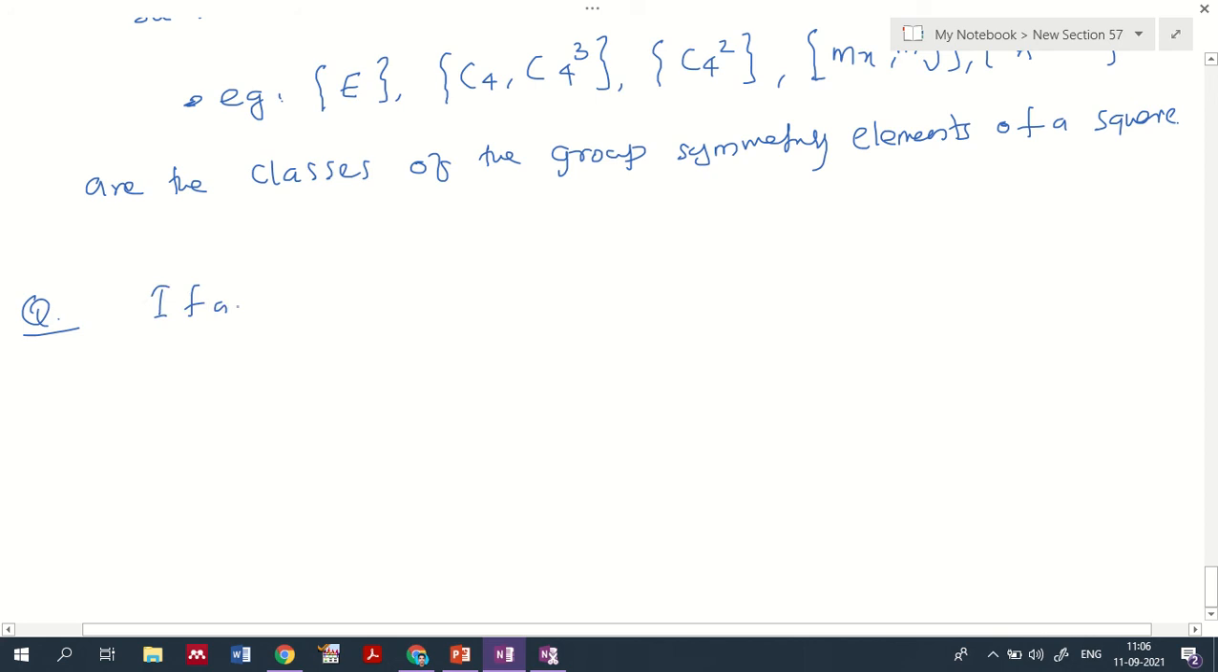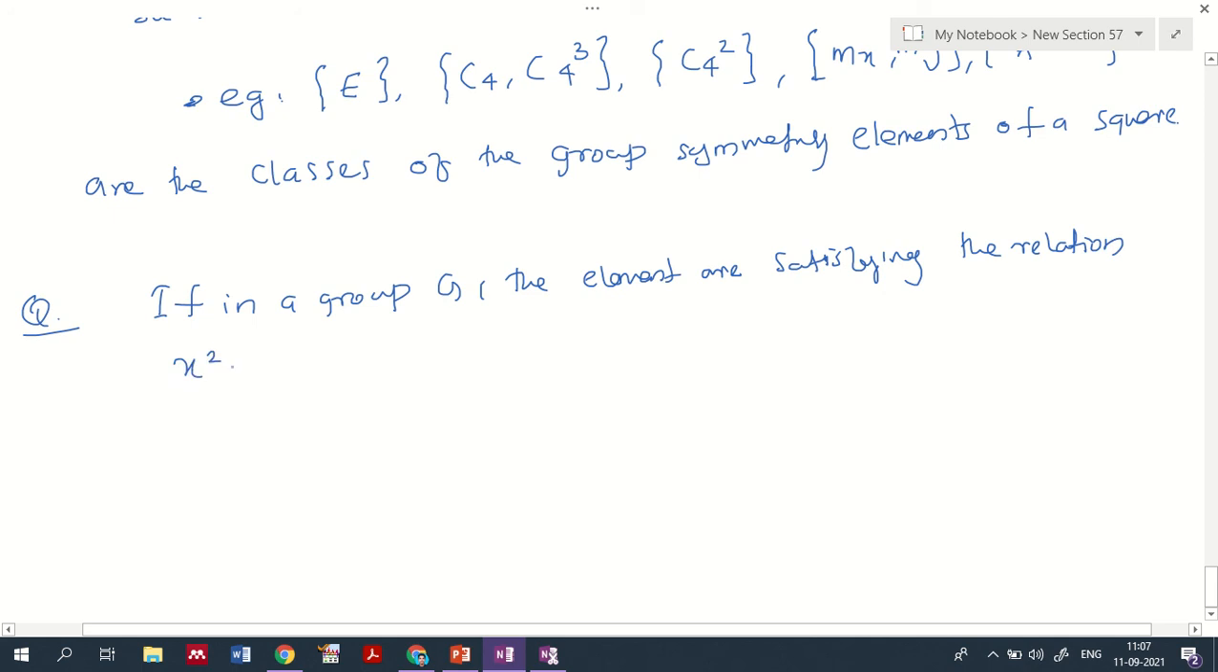If in a group G, the elements are satisfying the relation x squared equals E, where E is the identity element, show that G is abelian in nature.